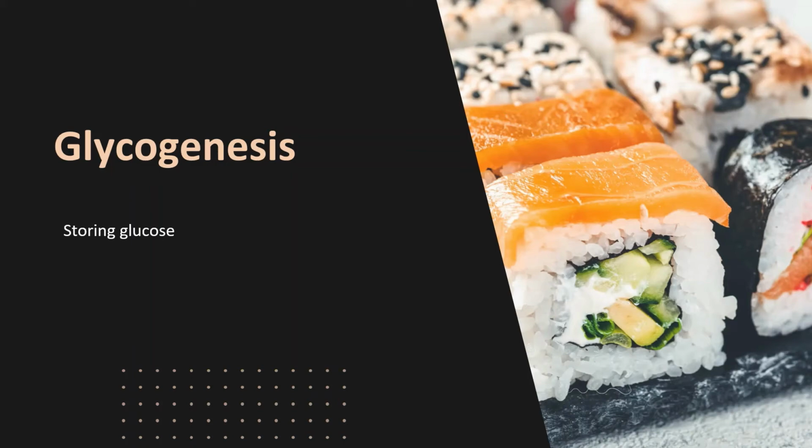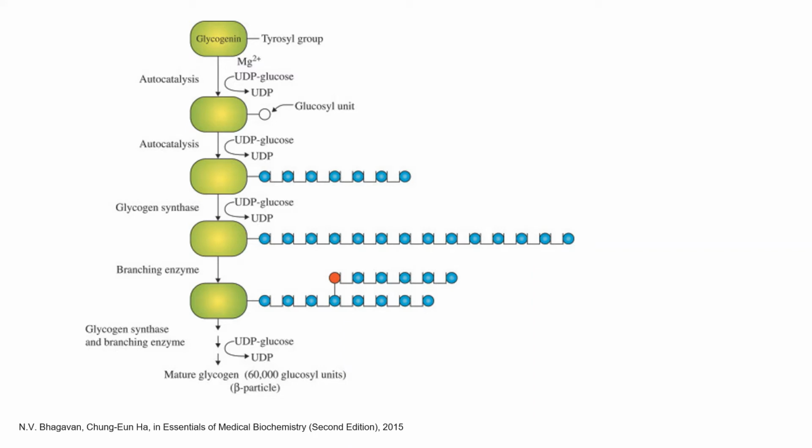Hello. Let's talk about how we store glucose in our body in form of glycogen. Before we start, make sure you know why we store glucose and why we withdraw it. Our purpose today is to understand first the process of adding glucosyl unit to the existing glycogen, and second, how to start the formation of glycogen.